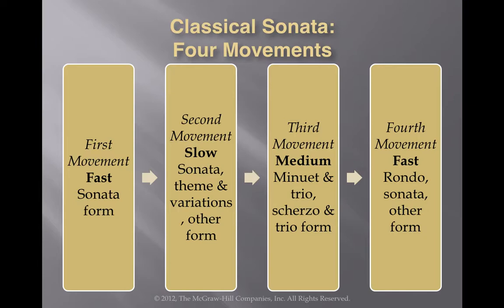Now, if the sonata is 4 movements long, then the first movement is still fast and in sonata form. The second movement is still slower and could have a variety of forms. But the third movement now is at a medium or moderate tempo and will always be in the minuet and trio form, a form that we will discuss in a few slides. It's also called scherzo and trio form. Now, this form is very similar to the minuet and trio. It's only a little bit faster. And then finally, the fourth movement will be a faster tempo and can take a variety of forms.